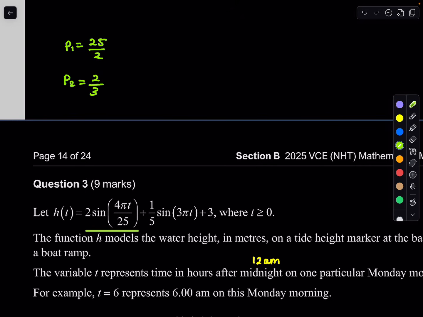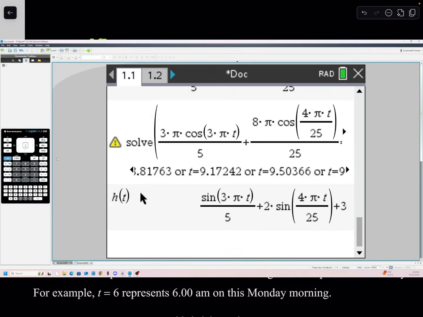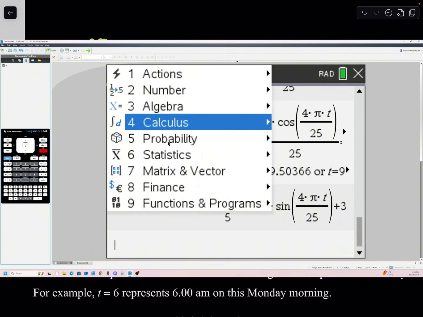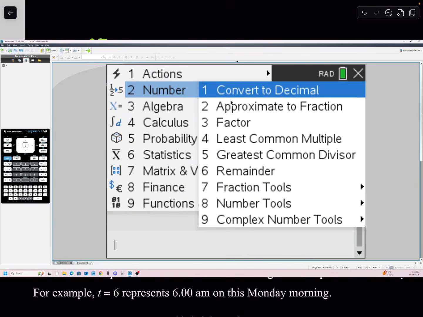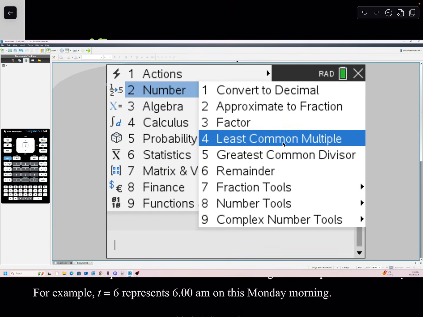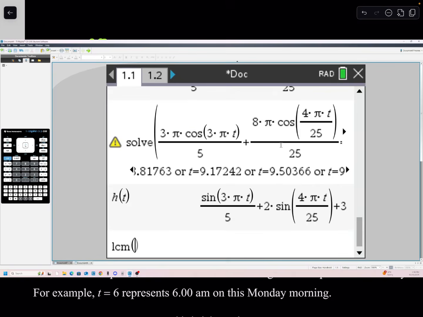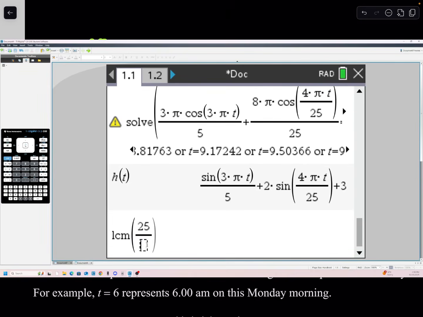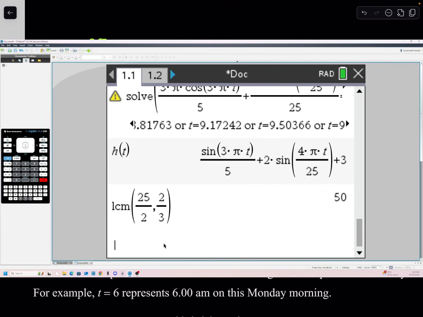And guess what? Your CAS can do that. Let's go in our CAS, go to menu, then number, and then least common multiple, and write those two values in. So we want to find the least common multiple of 25 and 2, and 2 over 3. Like that. Enter, and this should be your period.